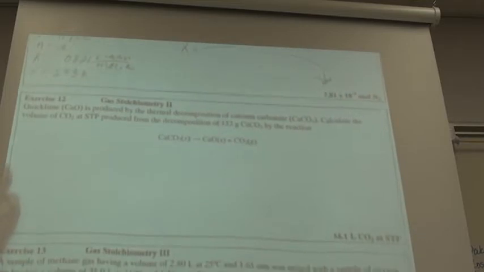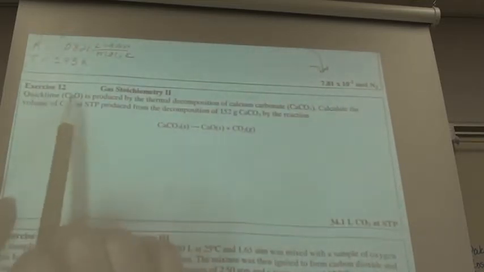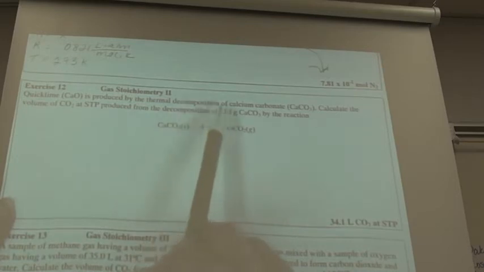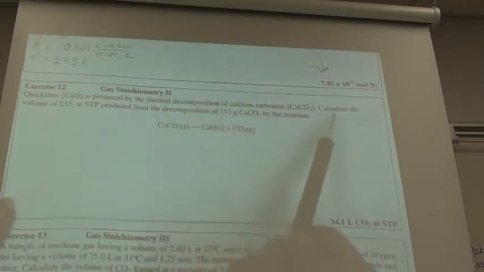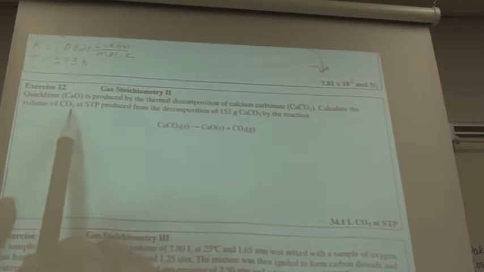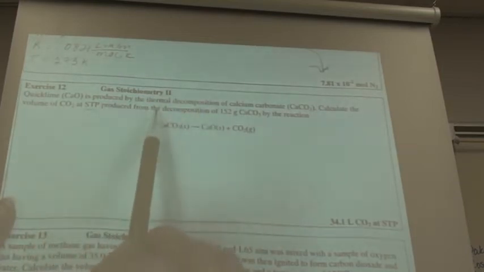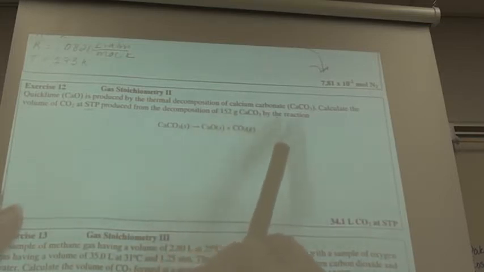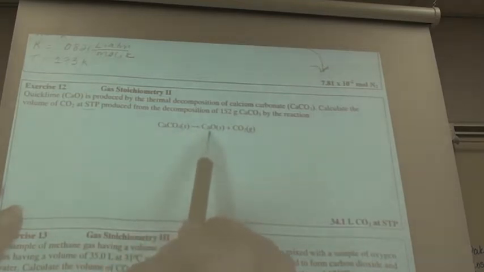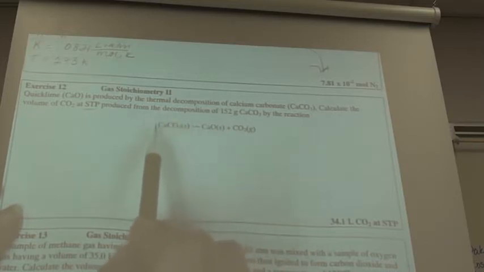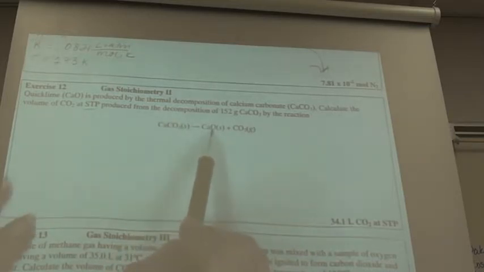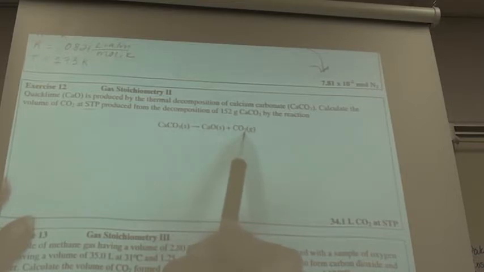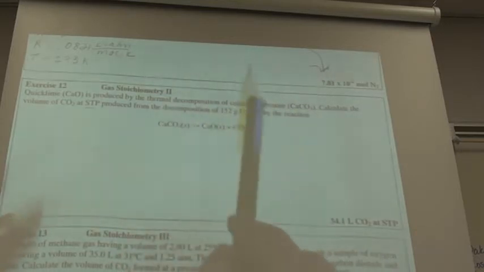All right, exercise number 12, gas stoichiometry 2. Quicklime, calcium oxide, is produced by the thermal decomposition of calcium carbonate, CaCO3. Calculate the volume of CO2 at STP produced from the decomposition of 152 grams of calcium carbonate by the reaction. Calcium carbonate decomposes into calcium oxide plus CO2. Did you know that any metal carbonate decomposes into the metal oxide and CO2? Don't you wish you had known that on Tuesday? Sure. Yeah, but no. Okay, but now you do.